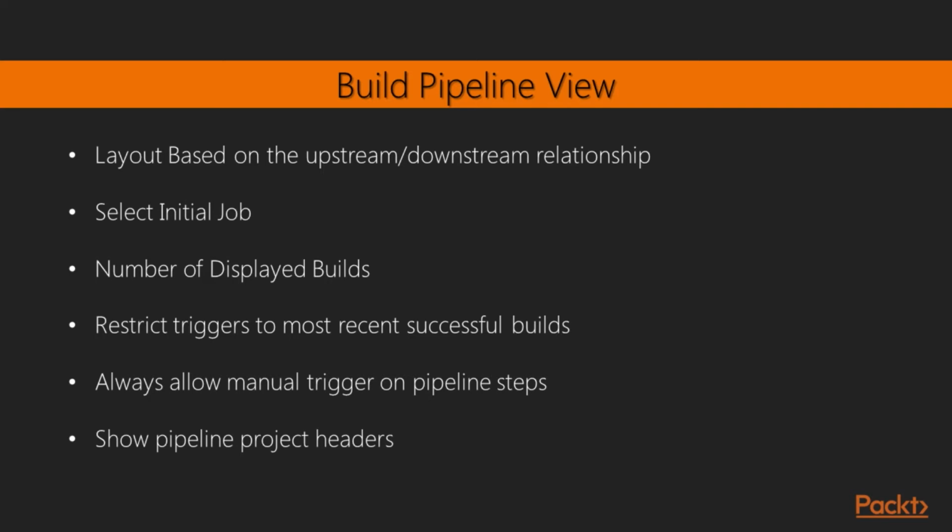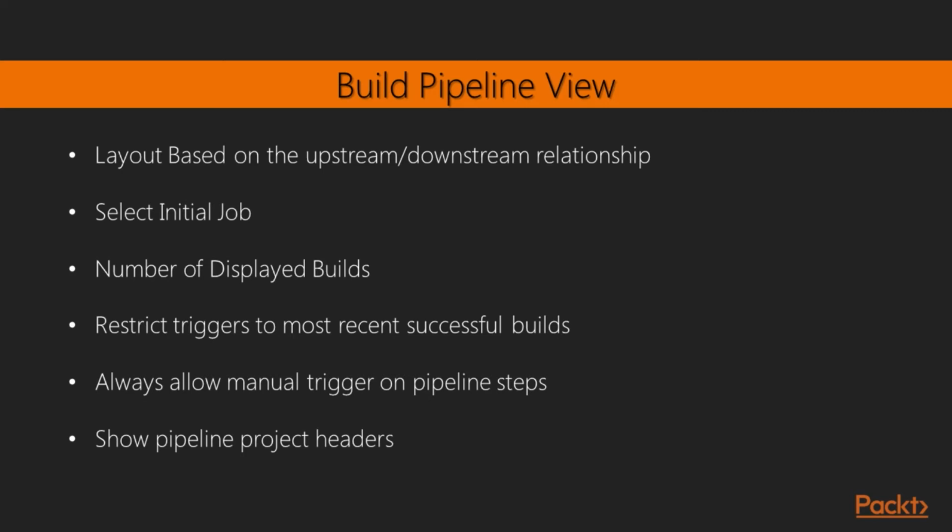Select initial job. This sets the initial or parent job in the build pipeline view. The rest of the build jobs will be considered based on the upstream or downstream relationship. Number of displayed builds: the number of build pipelines to display in the view. Restrict triggers to most recent successful builds. This is used to restrict the display of a trigger button to only the most recent successful build pipelines.